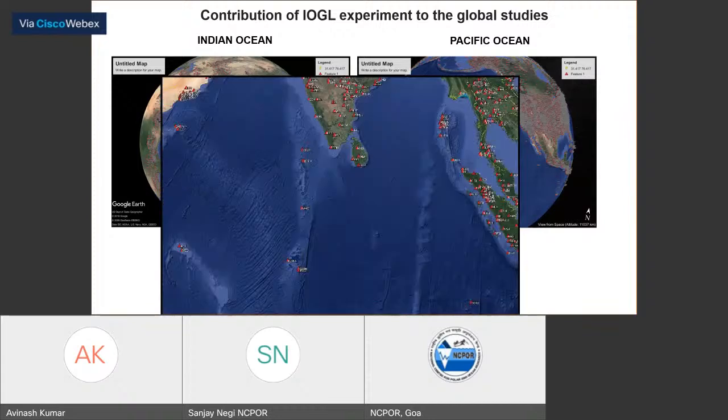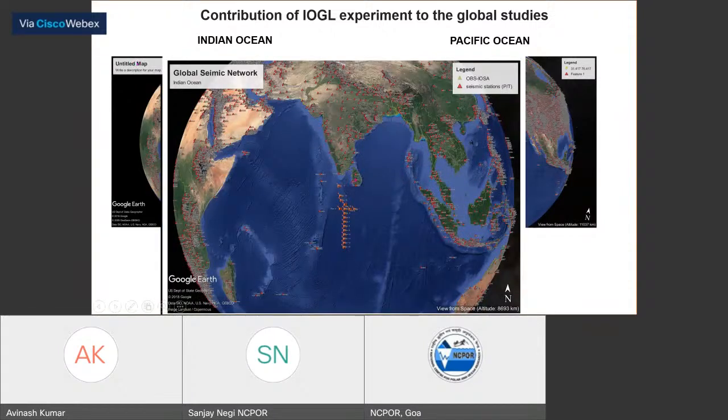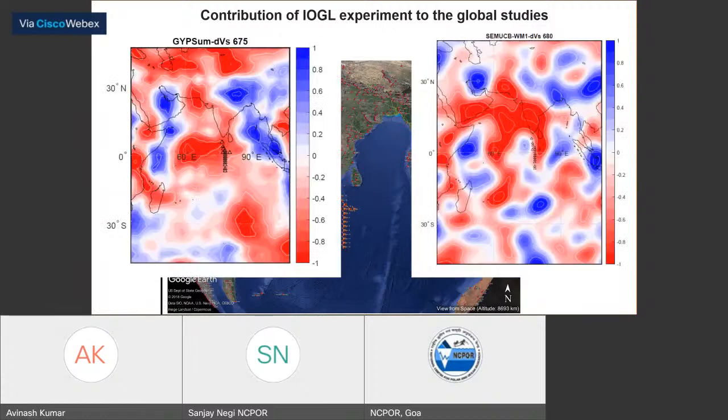This is a closer view, an average estimation of the seismic stations which are distributed around the Indian Ocean geoidal region. If such an array is there, just like the IOGL experiment, then it can contribute to a major study. These two slides are two different models of the same region. This is a tomography model, the shear wave velocity model, and you can see that at nearly similar depth, these low velocity anomalies have different shapes. So the differences between the tomography models can be resolved if we have a well distributed experiment of this kind in the Indian Ocean or in the Pacific Ocean as well.